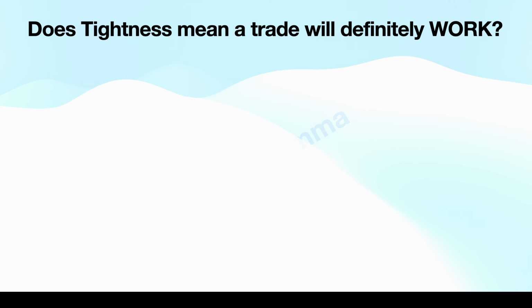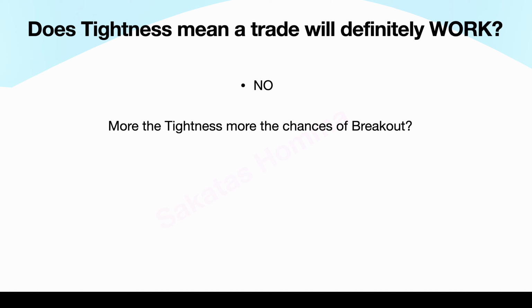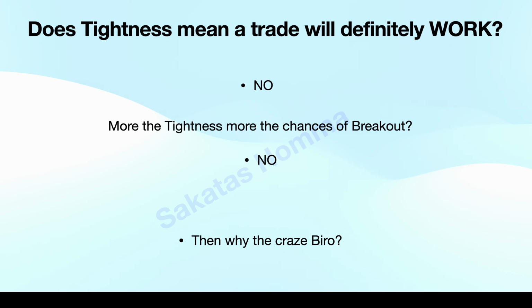Now, this is one of the most important slides, one of the most important questions. Does tightness mean that the trade will definitely work? Does tightness mean that after tightness, the stock will definitely break out of the tight region on the upside? The simple answer is nope. Okay, so does that mean that the more the tightness, the more the chances of breakout? For example, let's say something is getting tight within 1 ATR, and there is something which is getting tight within 1.5 times the ATR. Does it mean that the one getting tighter will have more chances of breakout? No.